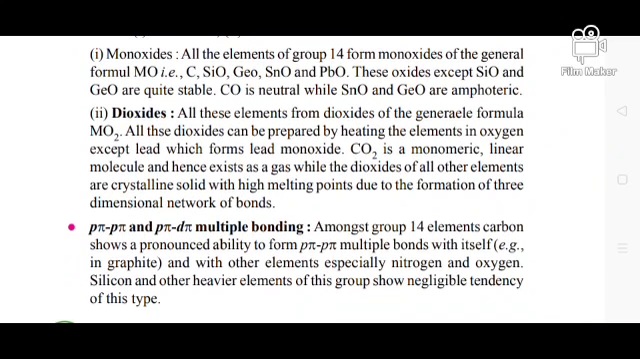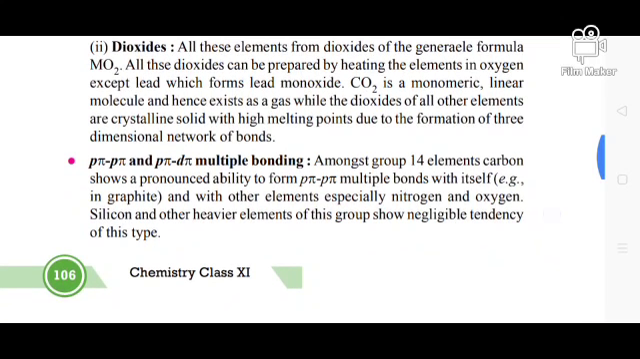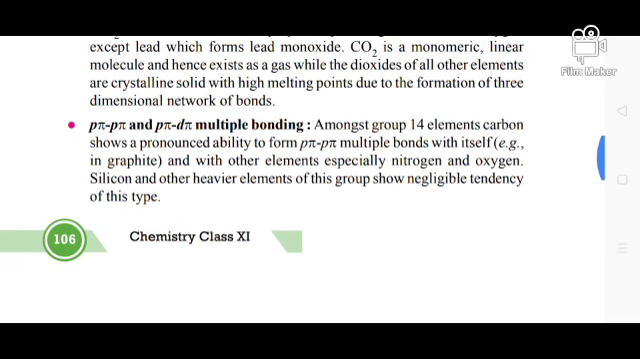Their melting point is high due to the formation of the three-dimensional network of bonds. After that, the pi bond or d pi bond, multiple bonds among the group 14 elements. Carbon shows the pronounced ability for pi multiple bonds itself, like in graphite, and with other elements, especially nitrogen and oxygen. The heavier elements show negligible tendency of this type of attachment.